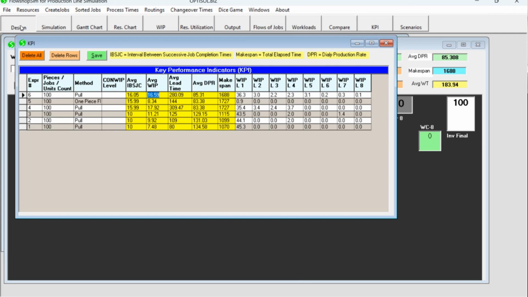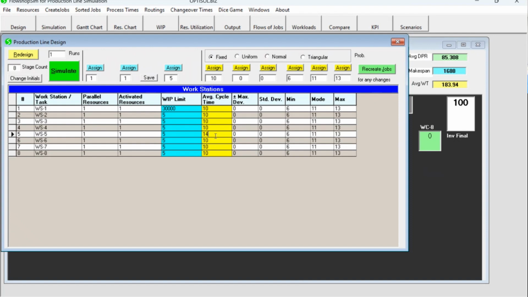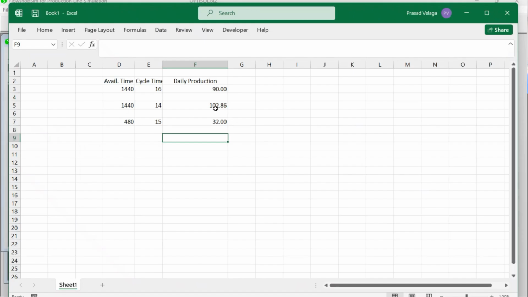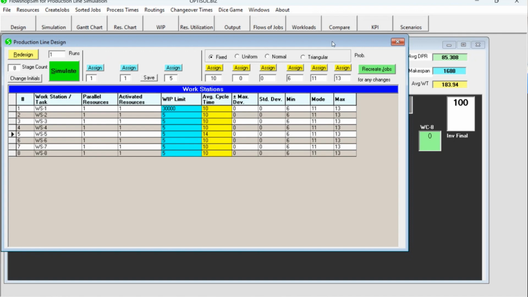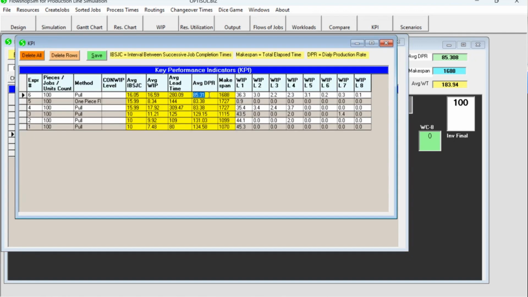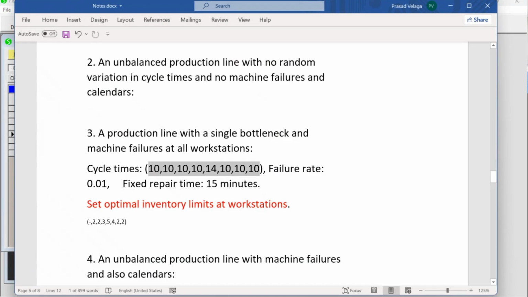The reason is, when you look at these cycle times, if there are no machine failures and no repairs, this should produce how much? Let me see that. It has to produce about 102.86 pieces daily, but it is producing only this many because of these failures and repairs. So what can we do? Our goal is to set optimal inventories without losing productivity.